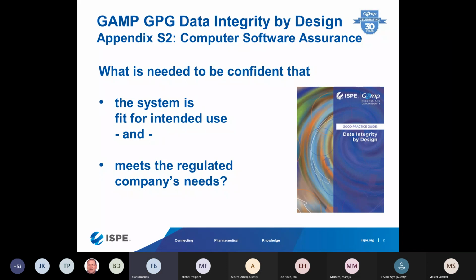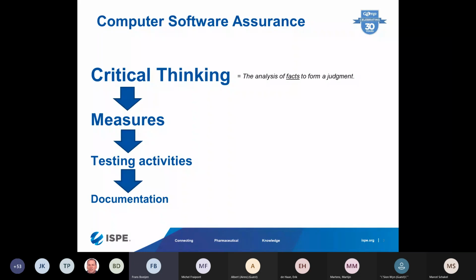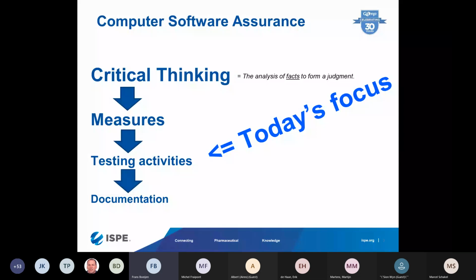CSA wants to answer this question with an approach that is based on critical thinking. Critical thinking, the basis of CSA, is the analysis of facts to form a judgment. Generally, this includes that you have to be skeptical and critical, and question every fact to check whether the decision you make is indeed based on facts. Your decision is about measures you have to take, and one of those measures we go into in more detail during this session is the testing activities. Testing activities are one of the measures that we have to decide on what is really needed. Those testing activities will build documentation, but documentation gets less important within CSA. Still, we do need some documented evidence.